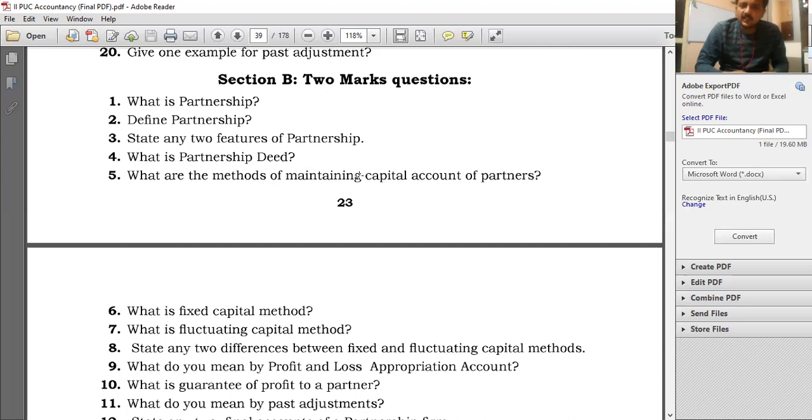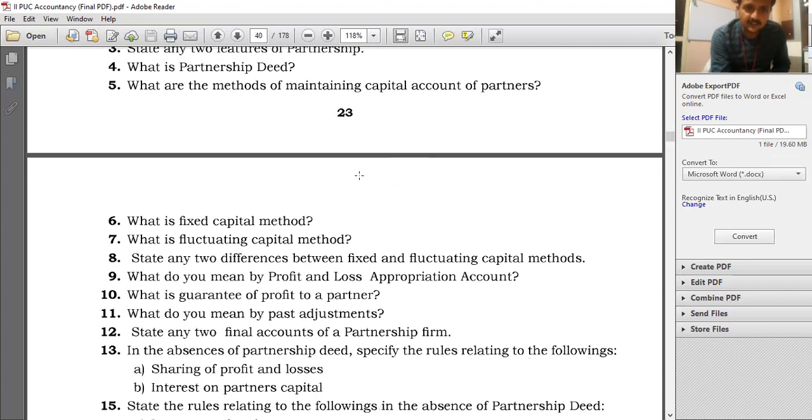Then, what is a partnership deed? It is the constitution of the partnership. It contains the terms and conditions on which the partnership is built. It is a written agreement, called the partnership deed, which contains the terms and conditions. That is very important.